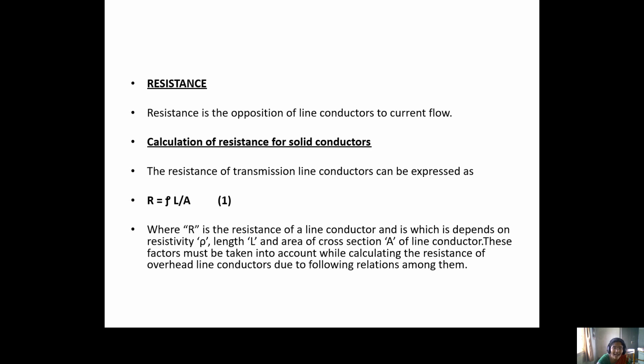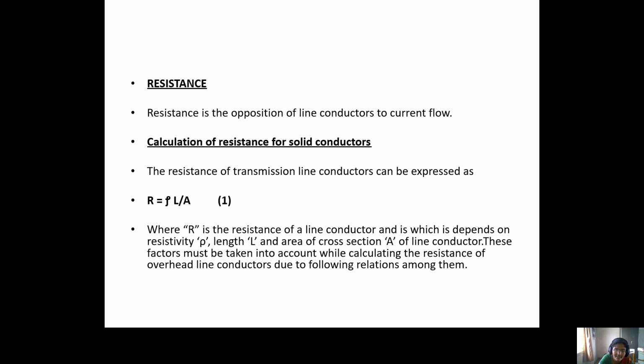Now the calculation of resistance for solid conductors. In the previous class we discussed the types of conductors: solid conductors, hollow conductors, composite conductors and bundle conductors. Here the resistance of the transmission line conductors, we first calculate for the solid conductor. The solid conductor is a single strand of conductor.